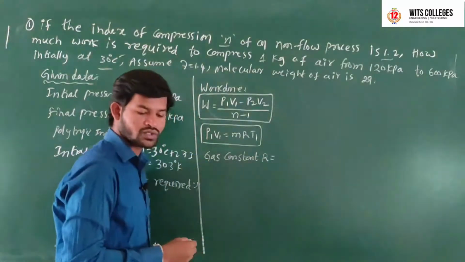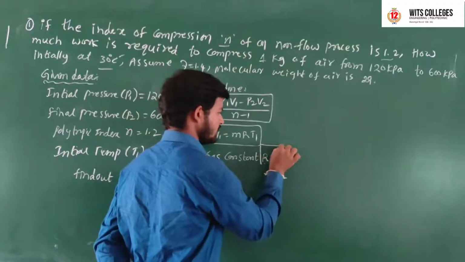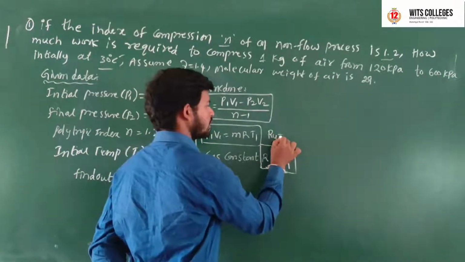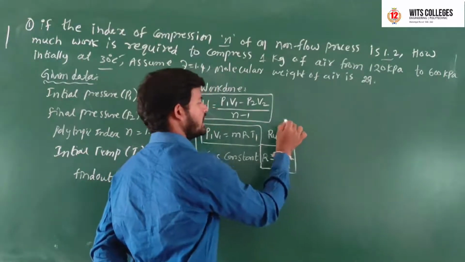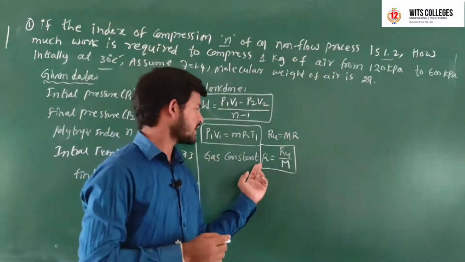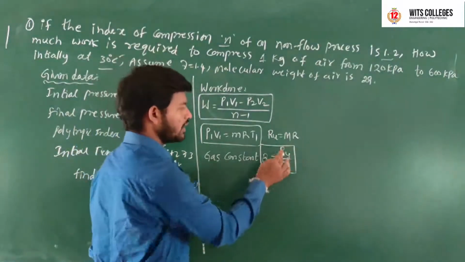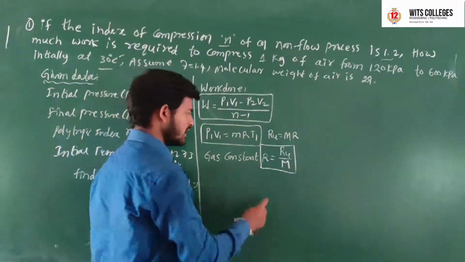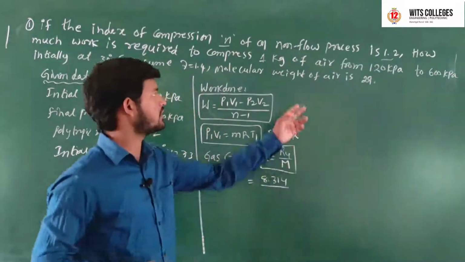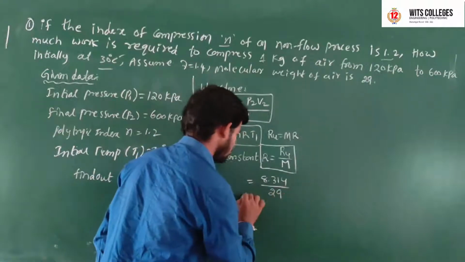R equals Ru by M. This is the formula of the gas constant, where Ru is the universal gas constant. Ru equals the molecular weight of any gas, like air, times its gas constant. From this we can write the gas constant R equals Ru by the molecular weight of the air. Ru is 8.314, divided by the molecular weight of air, which is given as 29. Then we find the R value.